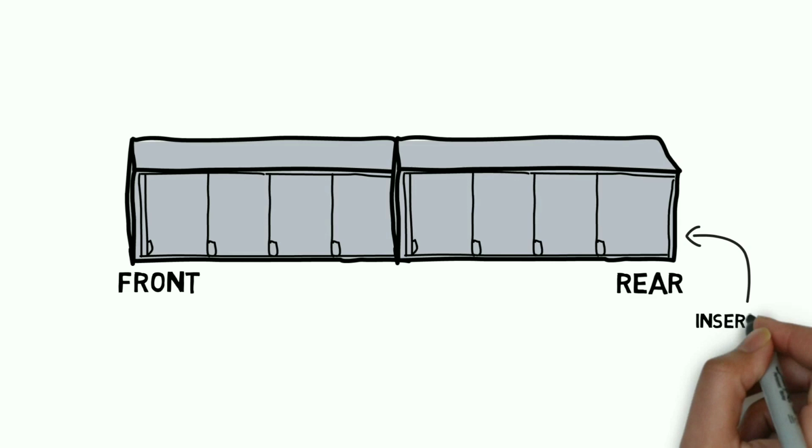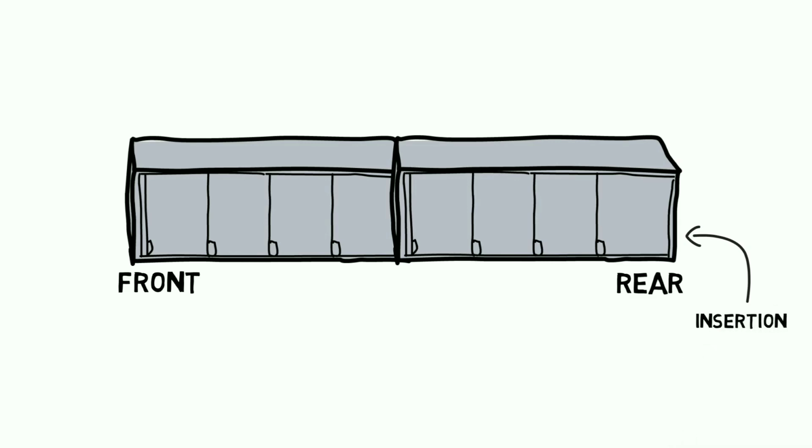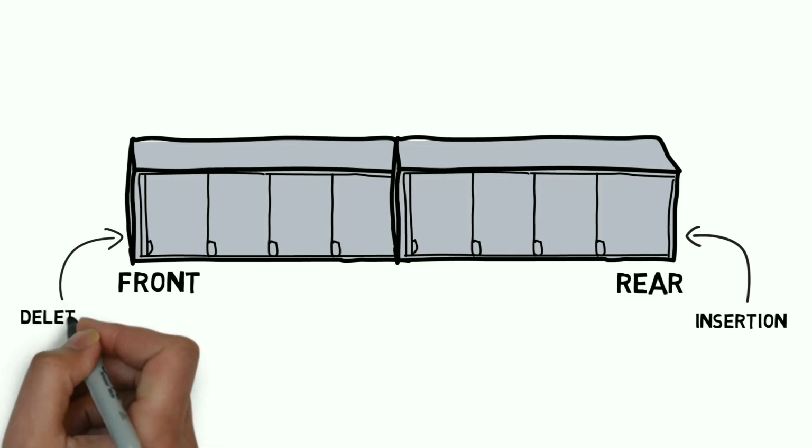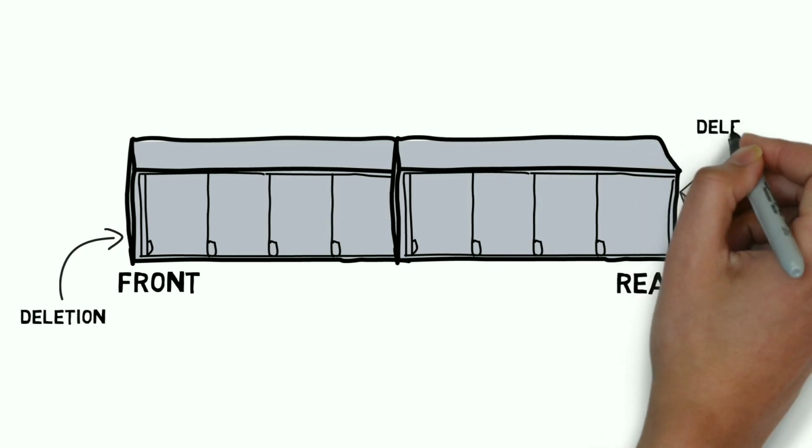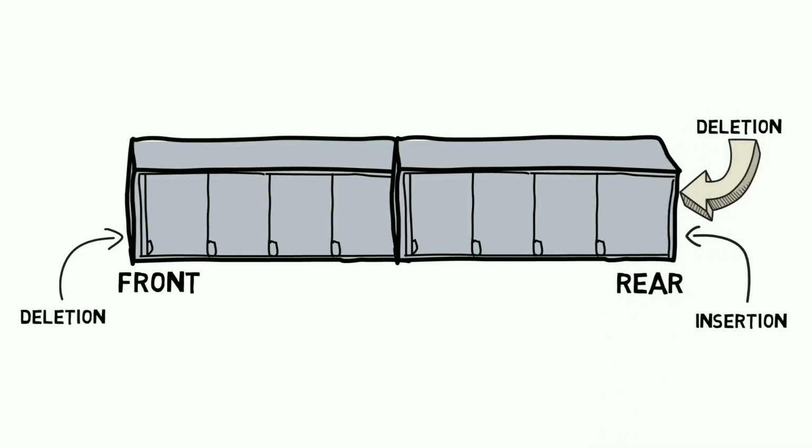In a normal queue, we perform insertion from the rear and deletion from the front. But in DEQueue, we can also insert from the front and delete from the rear.